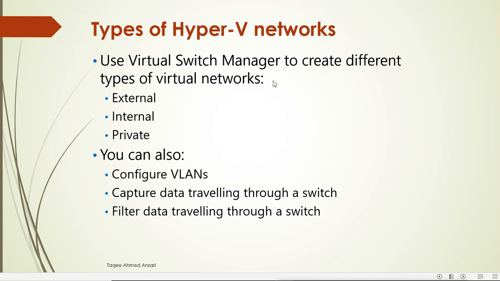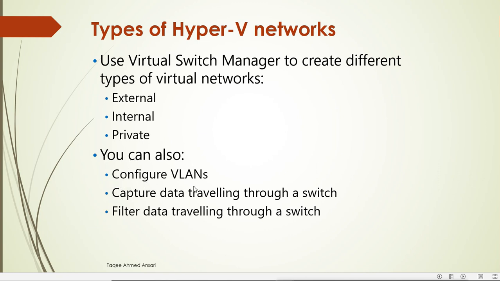The next topic is the types of network in Hyper-V. We use the virtual switch manager to create the different types of network. We have internal, external, and private. We select external when we want our virtual machine to connect to the physical network and the physical servers outside of our host. We select internal when we want the virtual machines to connect to each other and also to the host. Then we select private when we want only the virtual machines to connect to each other. It will not connect to the host or any other physical servers.